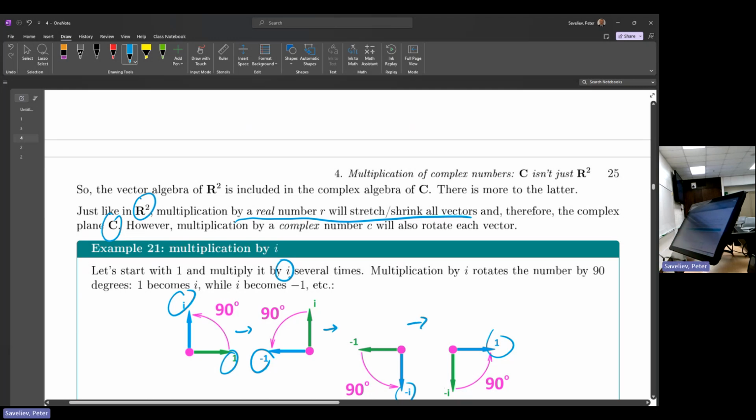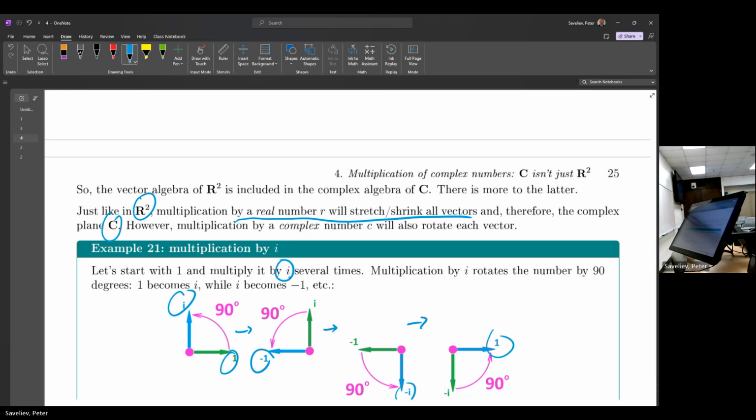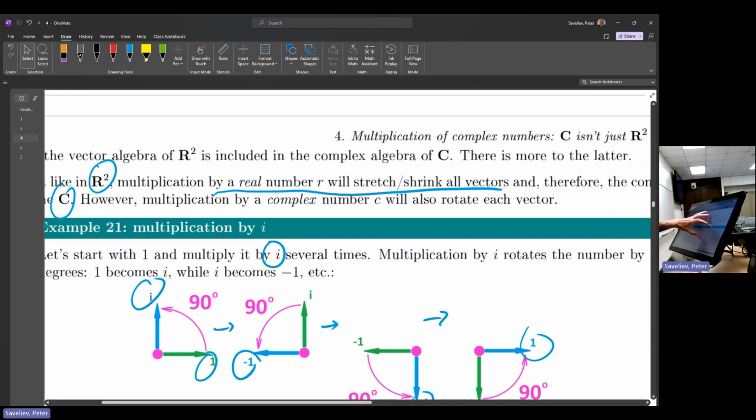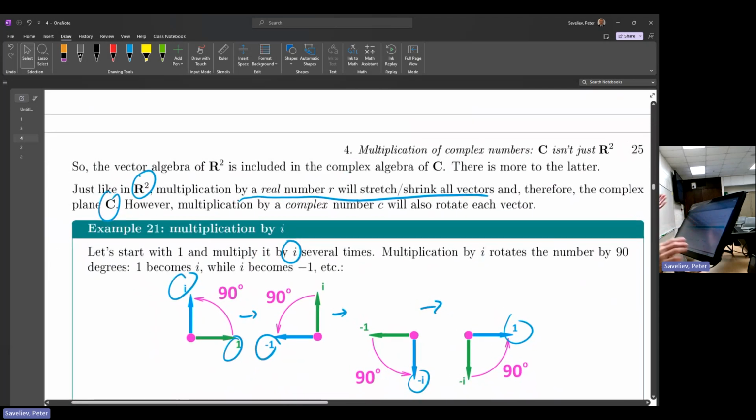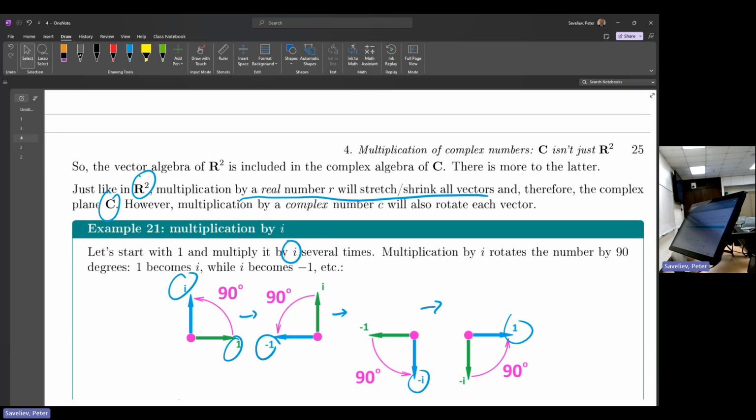1, 2, 3 multiplications by i. Every time the same thing has happened: a rotation by 90 degrees. That's the very important thing to understand about complex numbers, what they do to the plane when we multiply by them. The simplest complex number that's not real is i, the imaginary unit. Multiplication by a real number gives you a stretch, but multiplication by imaginary numbers is something entirely different. It's actually rotation.